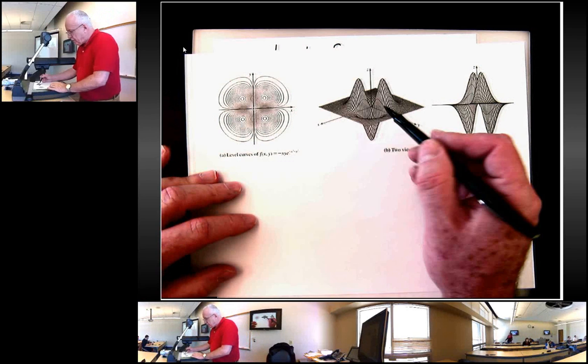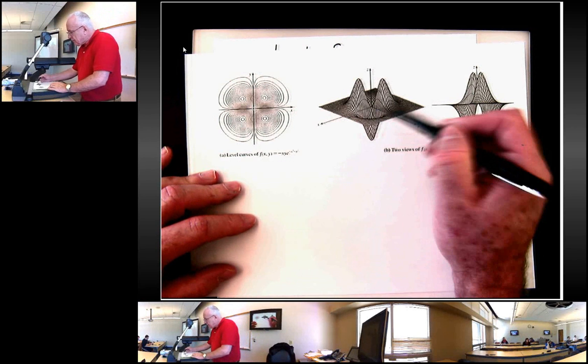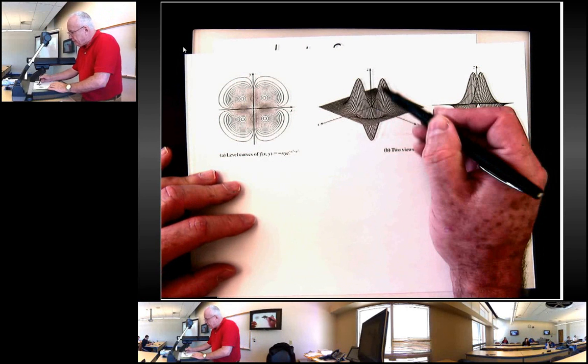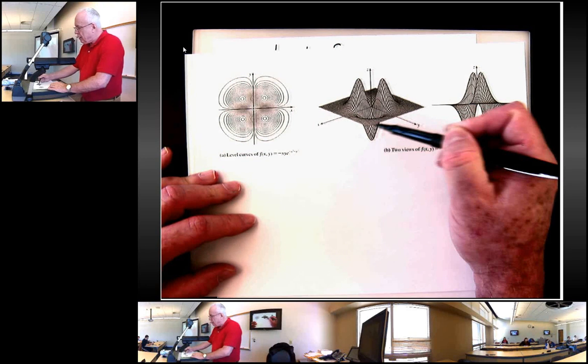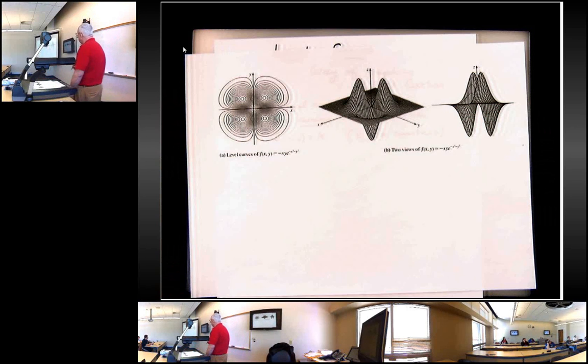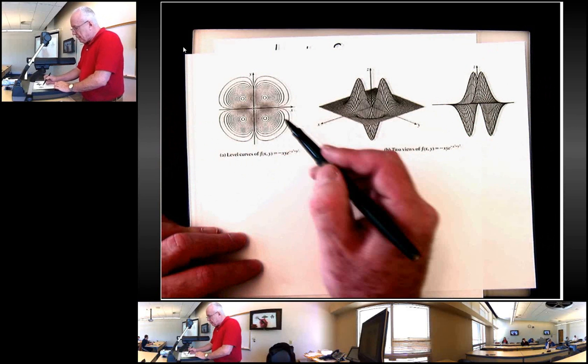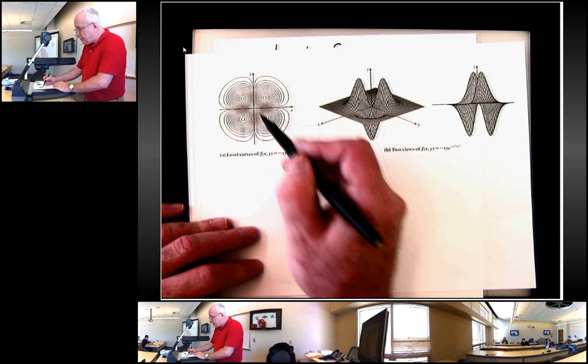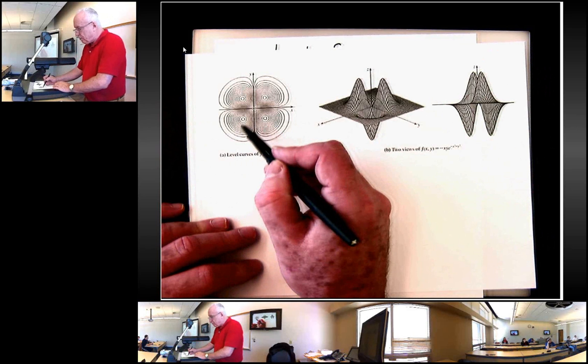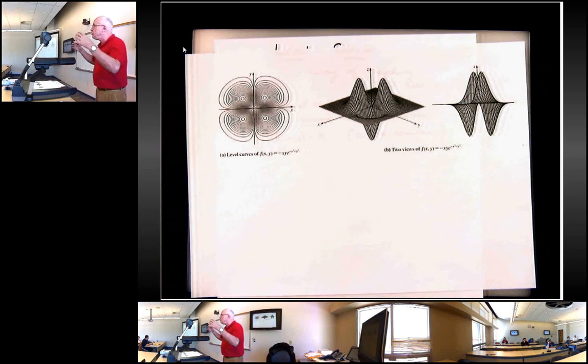Notice here, like this function in this area and this area and down here, the function really changes a lot in value here and here and here. If we go over and look at the level curves, we see that there are a lot of curves here in those areas where the function changes a lot.